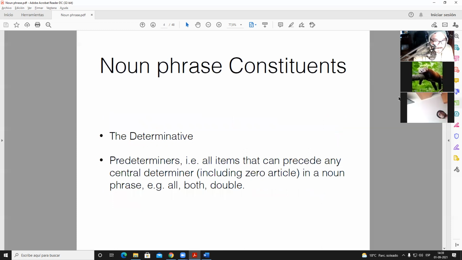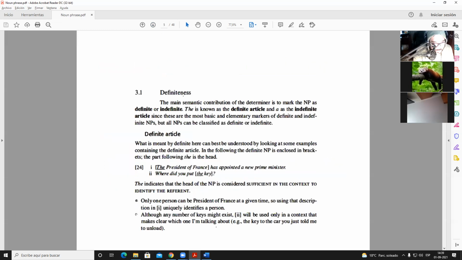Then the determinative. When we talk about determinatives, we talk about determiners. We already discussed that idea and the fact that determiners can be subdivided into three different ones: predeterminers, central determiners, and post determiners, right?